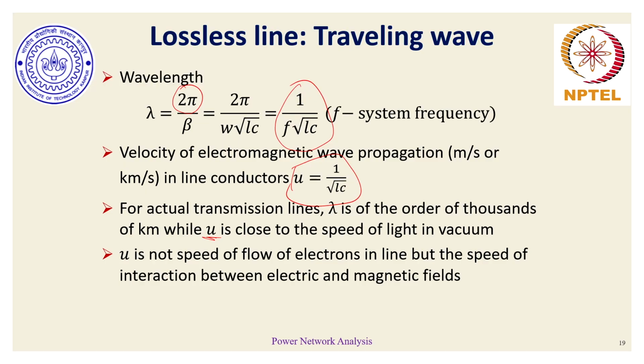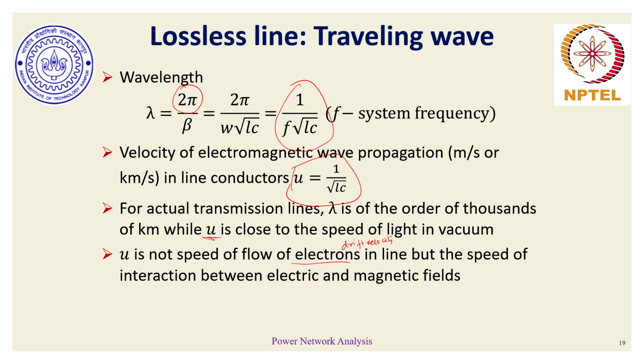So actual electrons don't travel at the speed of light. What they actually do is vibrate around their mean position in the transmission line. That's how the waves are created, and how the electric and magnetic fields are created. The actual speed of electrons, also known as the drift velocity, is hardly a few meters per second, whereas u is in the order of 3 times 10 power 8 meters per second, which is close to the speed of light.